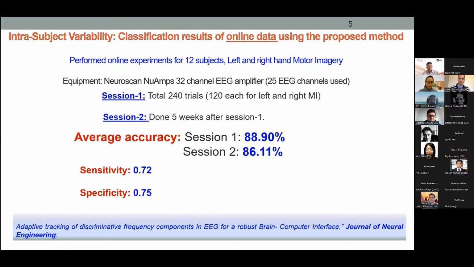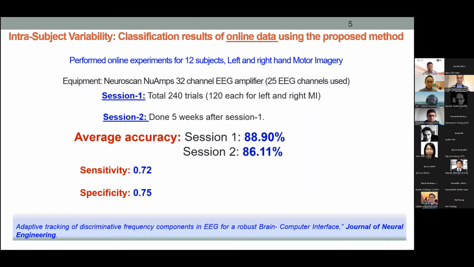Now moving forward, the second problem that we addressed is intra-subject variability. When the person is doing motor imagery brain-computer interface experiments, when the same person is imagining a task over a period of time, that means the experiment starts at time t equals 0. As time elapses, you can see that there is a change in the attention and many cognitive aspects of the patient. As a result, the discriminating EEG bands also shift over time. So it is important to keep track and adaptively detect the shift of frequency bands to enhance the classification accuracy and increase the robustness of the system.